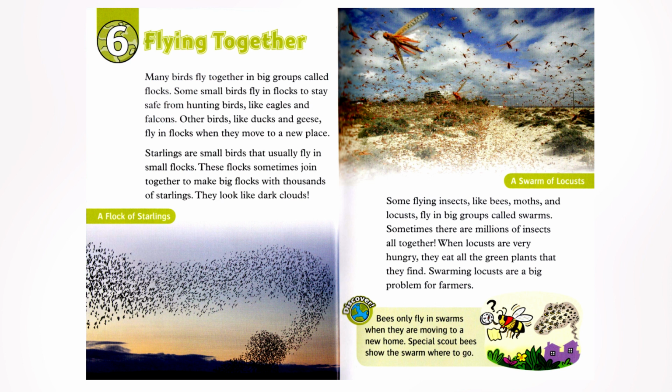Some flying insects, like bees, moths, and locusts, fly in big groups called swarms. Sometimes there are millions of insects all together. When locusts are very hungry, they eat all the green plants that they find. Swarming locusts are a big problem for farmers.